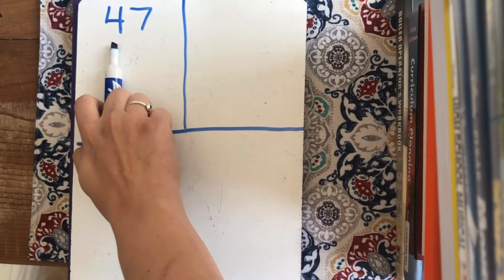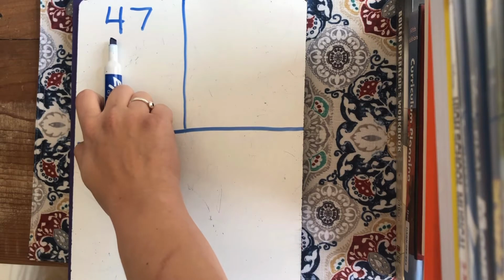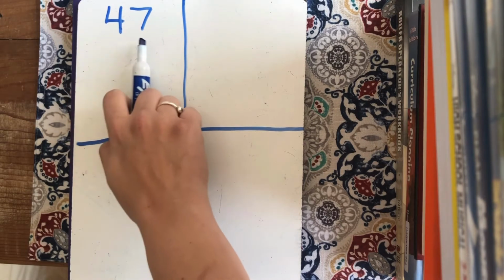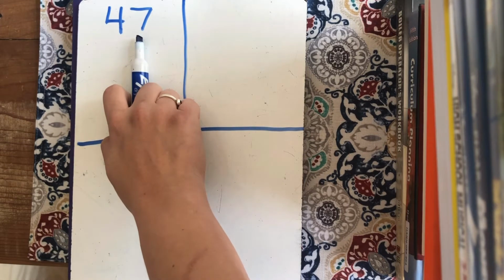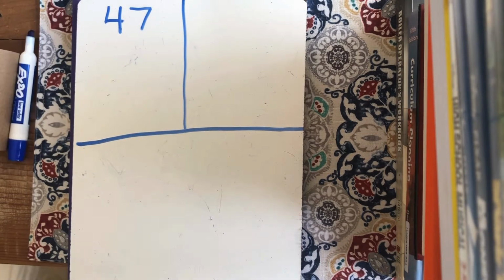So how many tens are in 47? If you said 4, that is correct. How many ones are in 47? If you said 7, that is correct. Now we are going to show what that place value of 47 looks like.